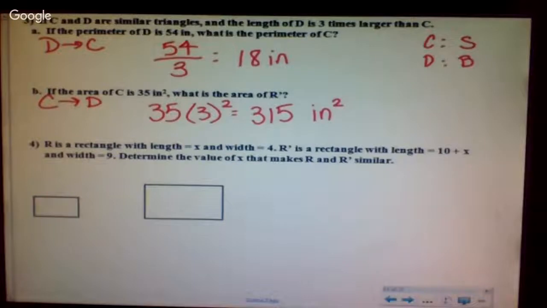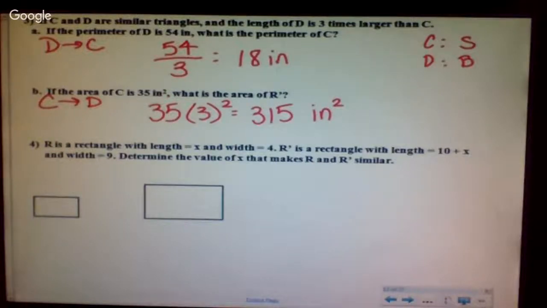Okay. Another thing you're going to have to do in this section is solve for unknown variables. In order to do that, you're going to have to set up a proportion. So if they tell you R is a rectangle that has a length of X and a width of 4, and R prime is a rectangle with a length of 10 plus X and a width of 9, find the value of X.